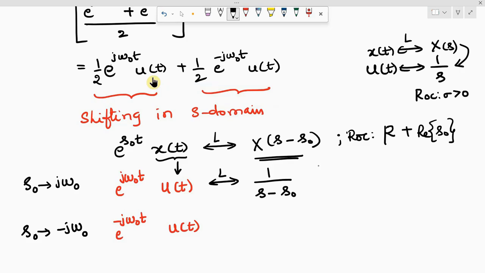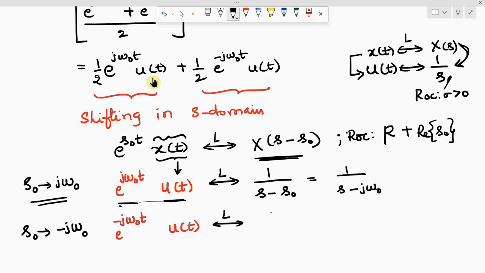Should I repeat? See here, x of t is u of t. Now what is x of s? It is 1 by s. Now here, e power of j omega naught t is multiplied with u of t. So what should be the answer? It should be x of s minus s naught. But x of s here is 1 by s, that's the reason for 1 by s minus s naught. And what is s naught in this problem? j omega naught. So that's why I'm writing it as s minus j omega naught.